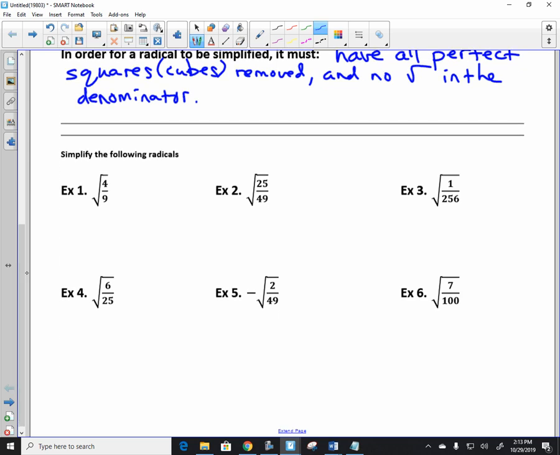I'm going to start to research that. I really don't like it. But it is what it is. And it's something we have to prepare for the AccuPlacer. So here we go. Square root of 4/9.